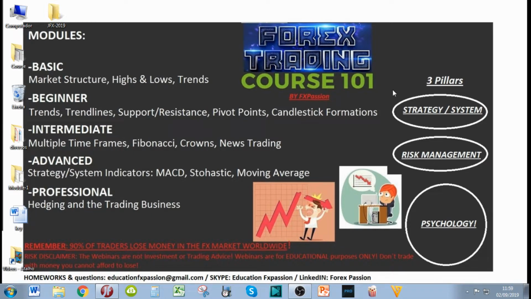Remember the three pillars, everybody. We are in the beginner module. We are still learning how to build a strategy or system, and in between the intermediate and advanced modules we are going to learn how to use risk management. And the big one: in order to be consistently profitable, we need to understand how psychology works.